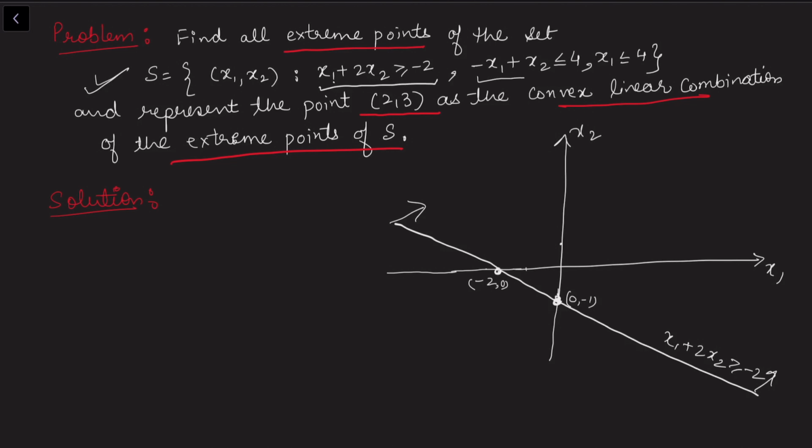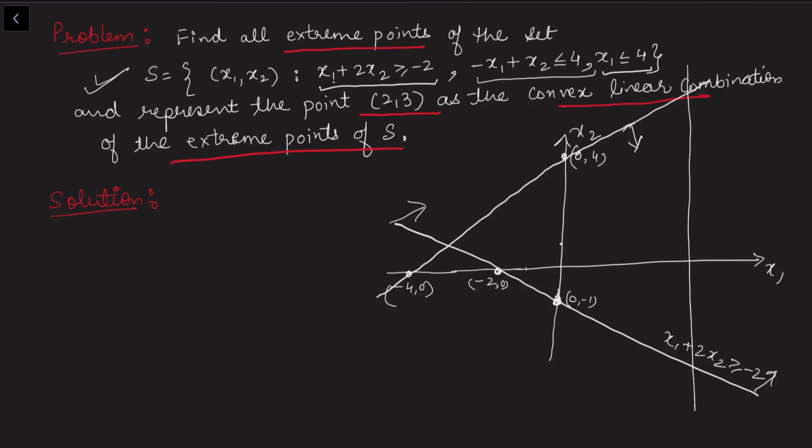The second constraint is minus x1 plus x2 less than or equal to 4. So this means we have somewhere over here the point (0, 4) and another point (-4, 0). So join these two points, and I get this line, and the constraint says less than, so this is the region. The third constraint says that x1 is less than or equal to 4. So there is a line that passes through the point (4, 0), and the region is less than, so this is the region.